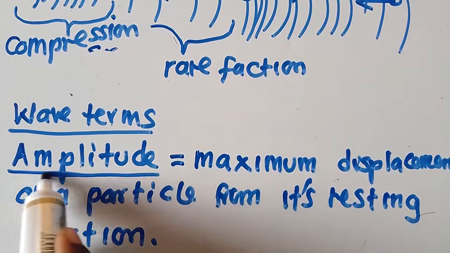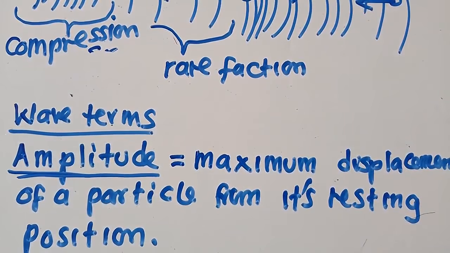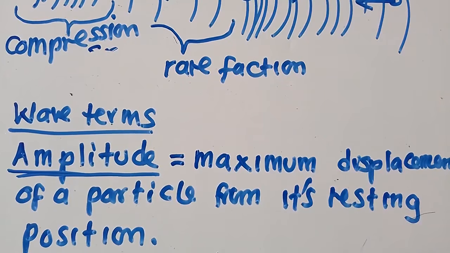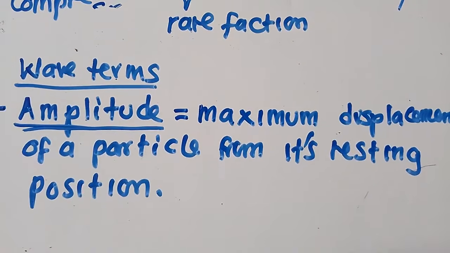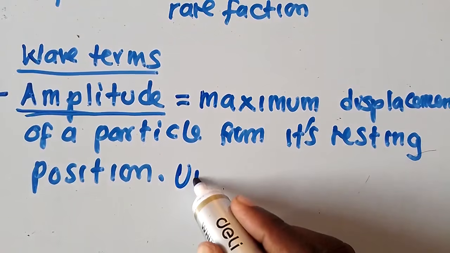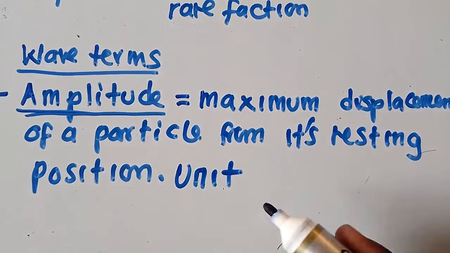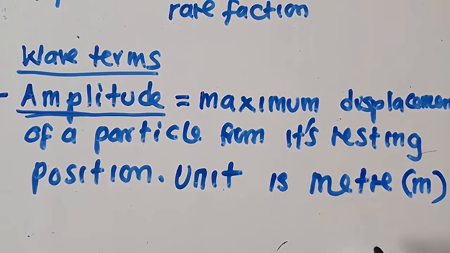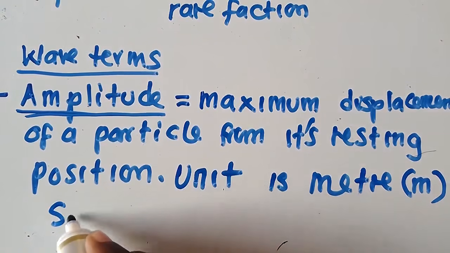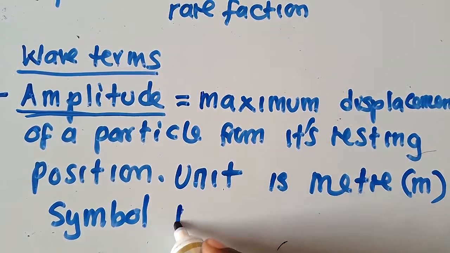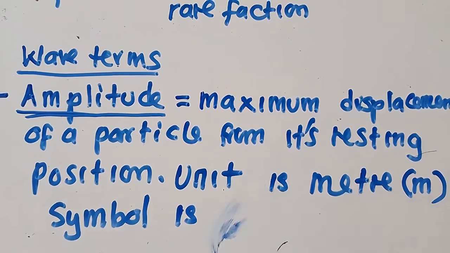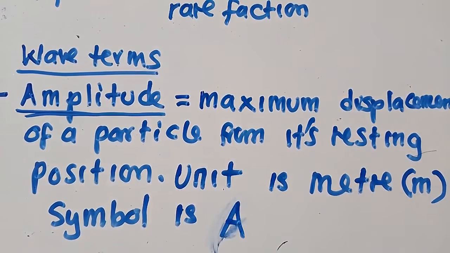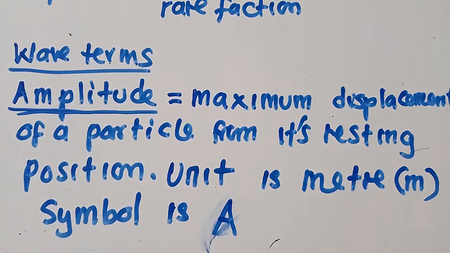In an exam, when you are told to define amplitude, you just say that amplitude is the maximum displacement of a particle from its resting position. The SI unit for amplitude is the meter, which is m. The symbol for amplitude is capital letter A. This is what you need to know and understand.